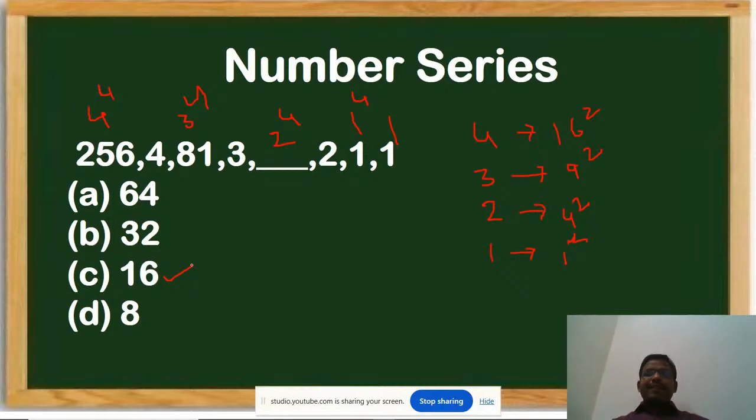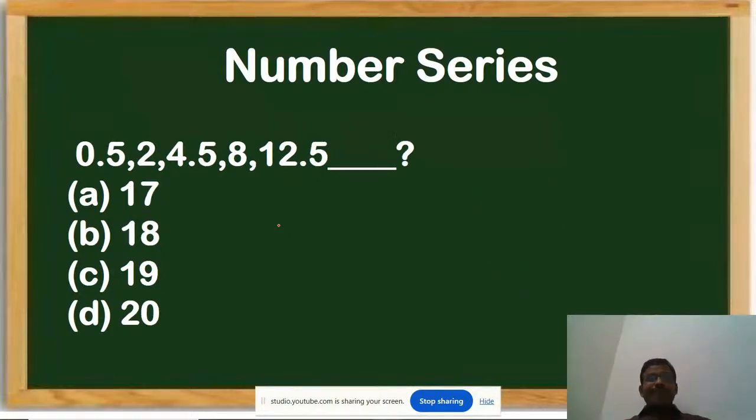Some different one. Every question seems different. Without the explanation, the answer would be unknown, but once you know the logic, the answer should be easy for us. Next one: 0.5, comma 2, comma 4.5, comma 8, comma 12.5, dash.